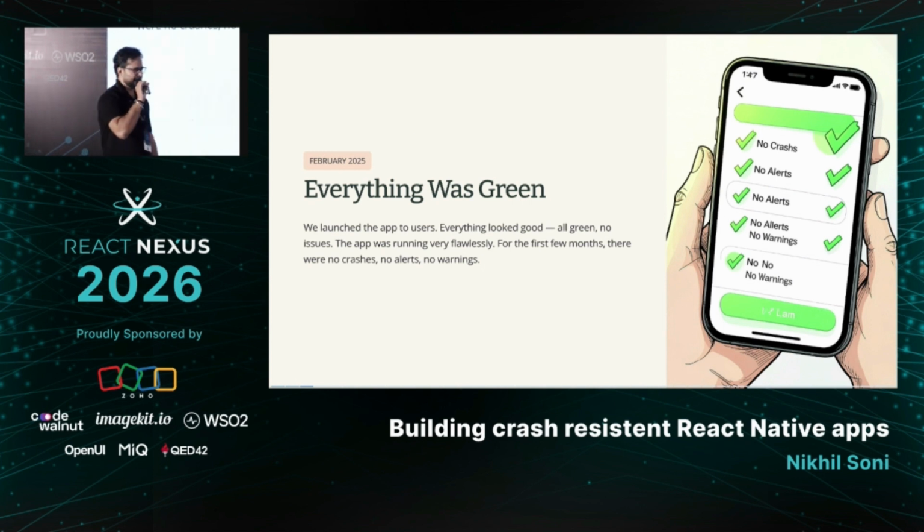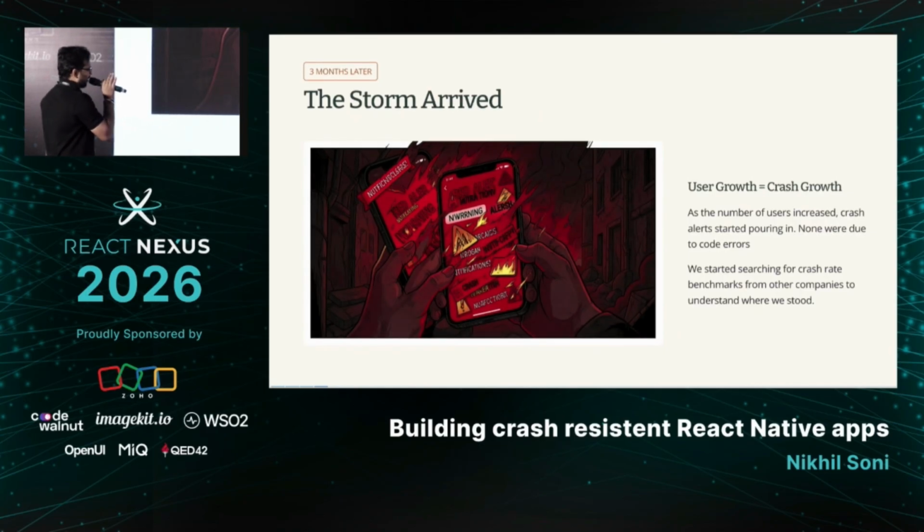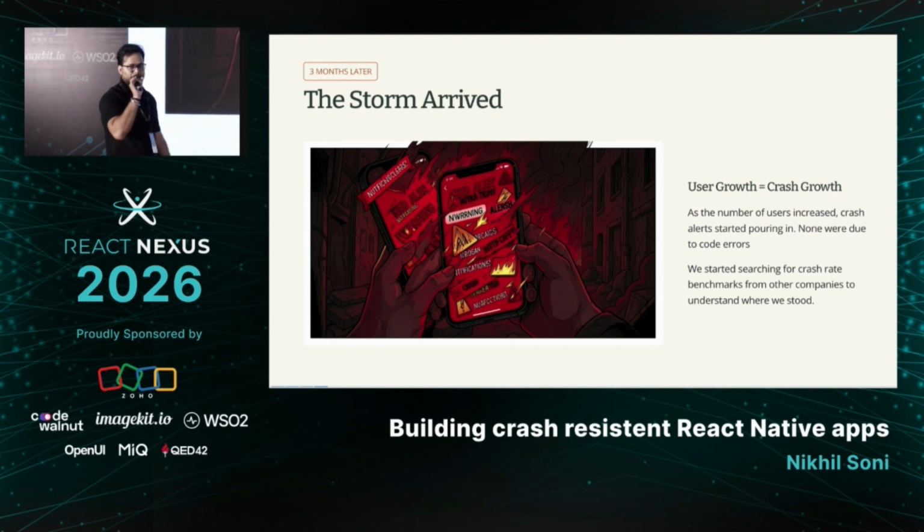So everything was green, no alerts, no calls. Tech ops was happy. On-calls were having a crazy good, nice life, having good sleep. But things changed because when the app grows, a lot of users come into the picture, and the storm arrived. As the number of users increases, the crash growth increases, and we were somewhere in the depths that we can't imagine. So what was happening?